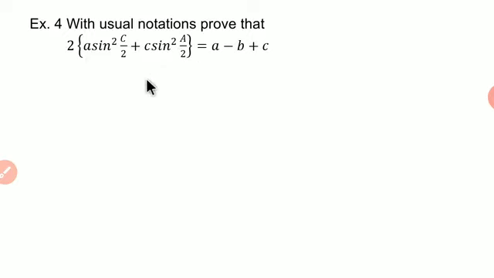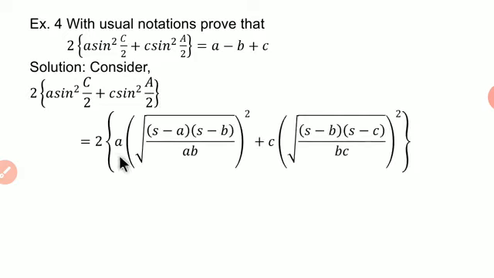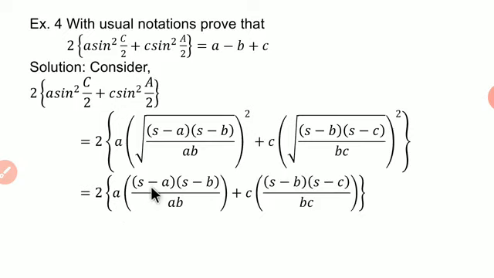So, solution. Consider the LHS, 2 into (a sin square C by 2 plus c sin square A upon 2). It is equal to 2 multiplied by (a into square root of (s minus a)(s minus b) divided by ab, plus c multiplied by square root of (s minus b)(s minus c) upon bc). Their squares are there, meaning the terms inside the root remain. So it is equal to 2 multiplied by (a into (s minus a)(s minus b) upon ab plus c into (s minus b)(s minus c) upon bc).